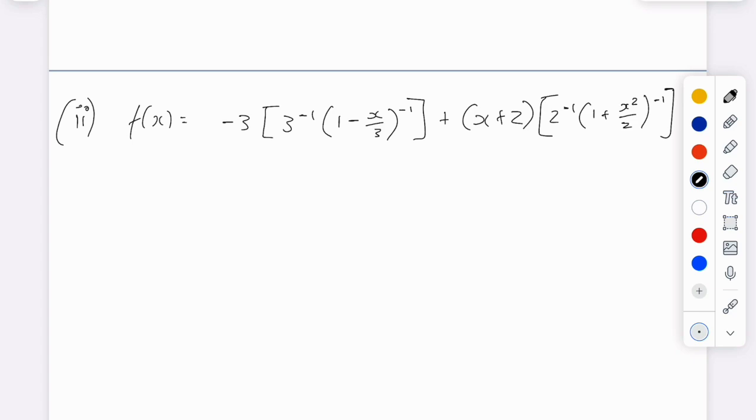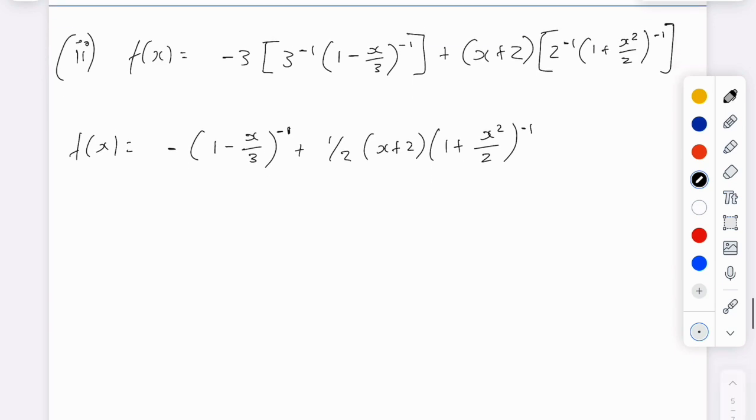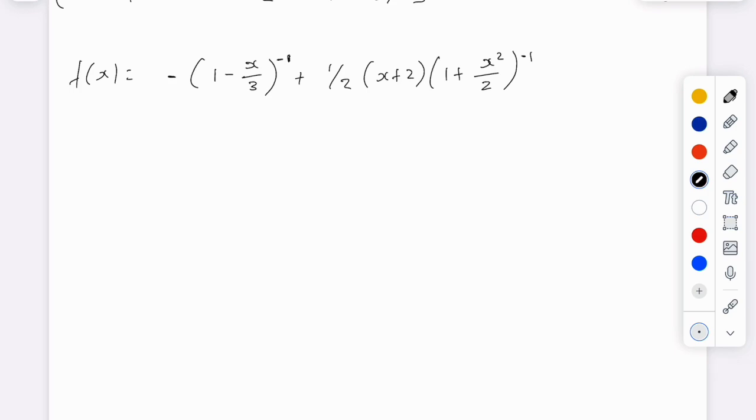Because from now we can say, fine, well, f of x is going to equal what? F of x is going to equal minus 1 minus x over 3 to the power minus 1, and with plus a half x plus 2, 1 plus x squared over 2 minus 1. Perfect. So from here then we're going to say the following.